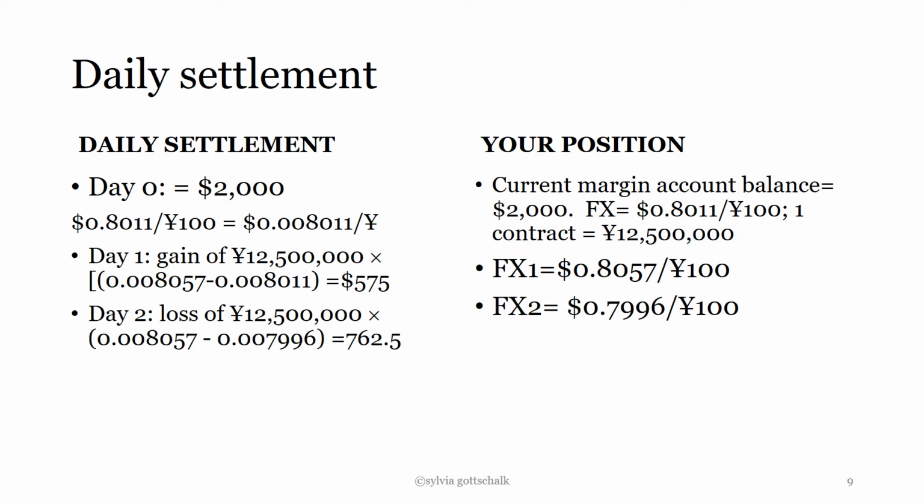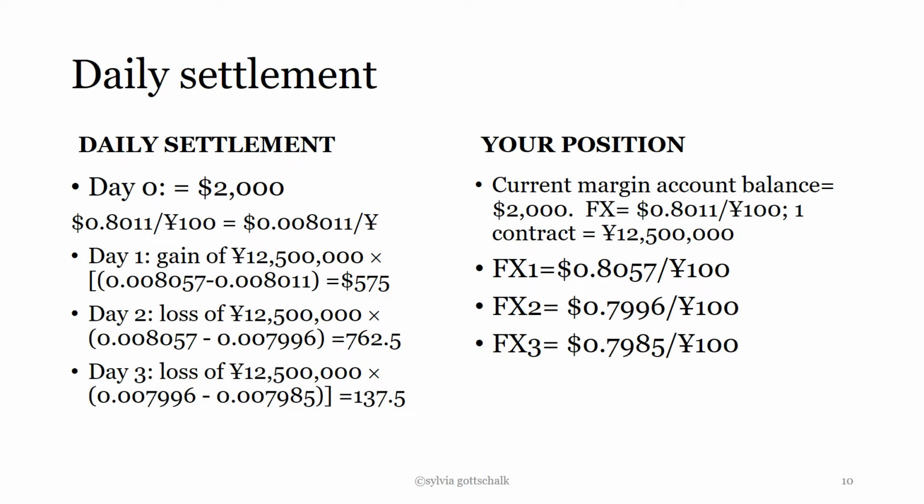Day 2, you look at the exchange rate. It has gone down. So down from what? From 0.8057 per 100 yens to 0.7996 per 100 yens. Because you're a long trader, you're going to make a loss. But the calculation of the amount is more or less the same as in day 1. So it's the size of the contract times the difference in exchange rates, and it gives you 762.5 loss. So it has to be subtracted from 2000 plus 575.